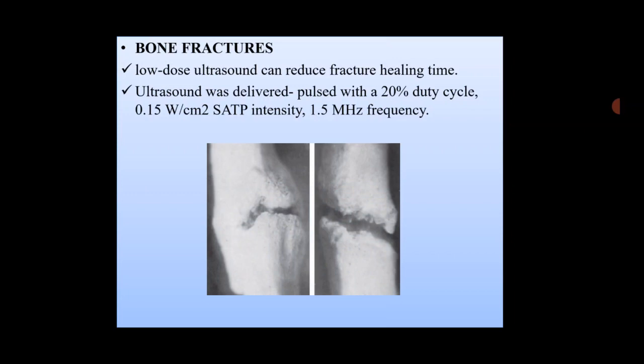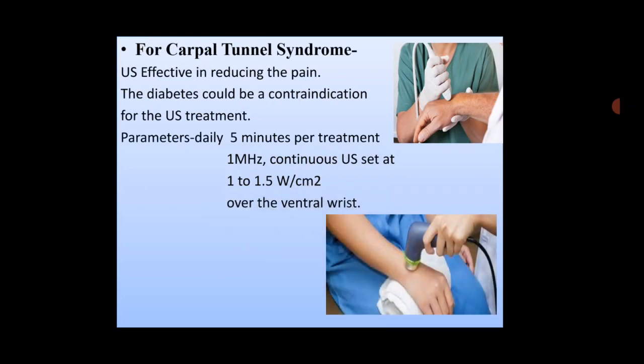Then for carpal tunnel syndrome, ultrasound is also effective in reducing the pain. Basically here we are giving it to reduce the pain. So select the parameters for reducing the pain and follow the procedure. Follow the steps like ruling out the contraindications and taking precautions, selecting the ultrasound medium, selecting the appropriate sound head. Everything should be followed stepwise.